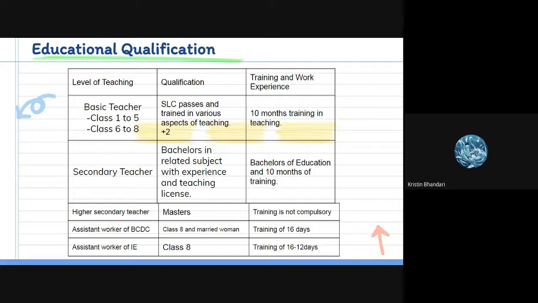For a higher secondary teacher, they have to complete a master's, and training is not that necessary. For assistant worker of BCDC, they need to pass class 8, and they need to be a married woman. They need 16 days training. For assistant worker of IE, they also need class 8, and they don't need to be married, and they have training for about 12 to 16 days.